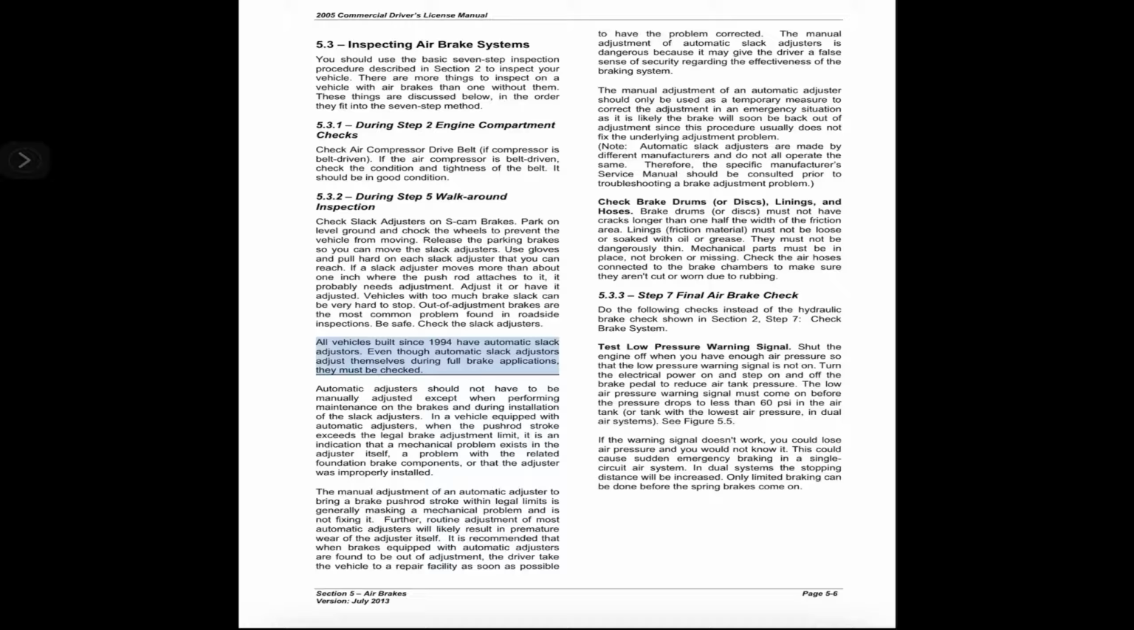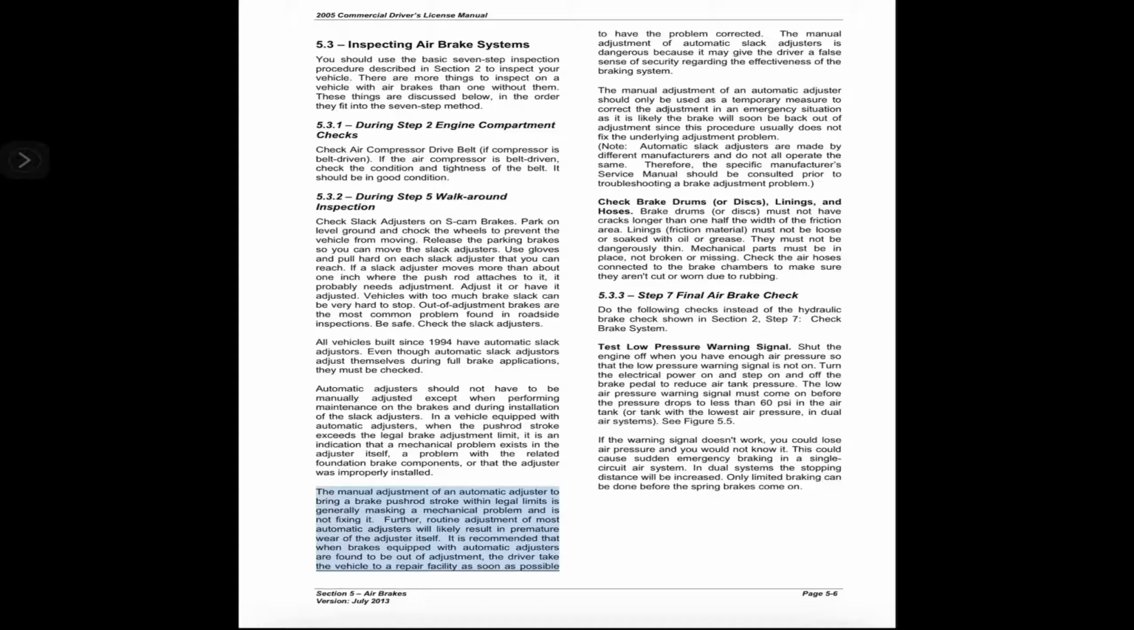All vehicles built since 1994 have automatic slack adjusters. Even though automatic slack adjusters adjust themselves during full brake applications, they must be checked. Automatic adjusters should not have to be manually adjusted except when performing maintenance on the brakes and during installation of the slack adjusters. In a vehicle equipped with automatic adjusters, when the pushrod stroke exceeds the legal brake adjustment limit, it is an indication that a mechanical problem exists in the adjuster itself, a problem with the related foundation brake components, or that the adjuster was improperly installed.